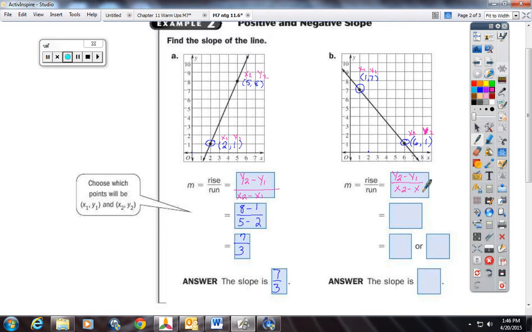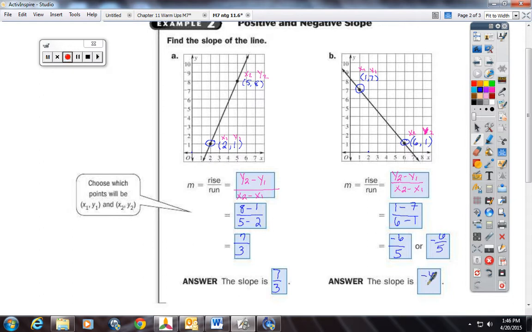Okay, so now I'm going to fill it in. Which number represents y2? 1. Which number represents y1? 7. Which number represents x2? Which number represents x1? Okay, be careful here. What's 1 minus 7? Negative 6. And then what's 6 minus 1? 5. So we would say my slope is negative 6 over 5.